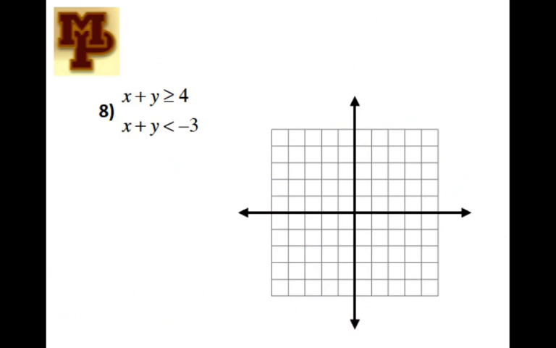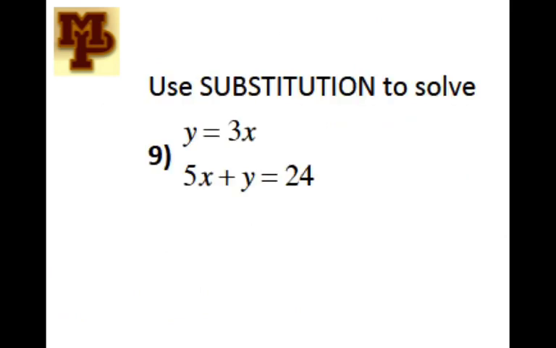Okay, number 9, once it shows up for me, substitution. So we're going to take the 3x and we're going to plug it in for the y. So we're going to take it and just put it right there. So it's going to be 5x plus 3x equals 24. So we're going to have 8x equals 24.